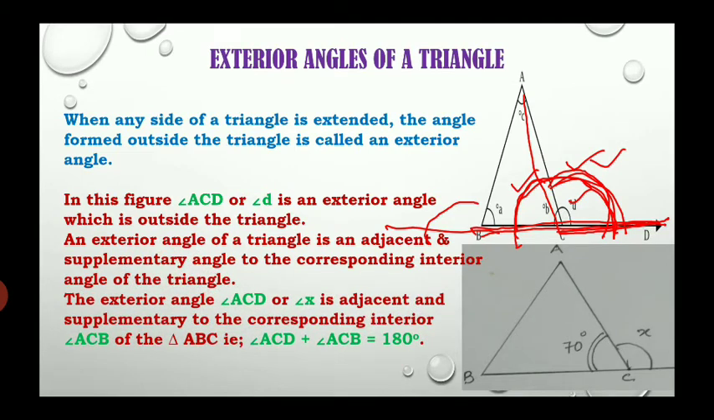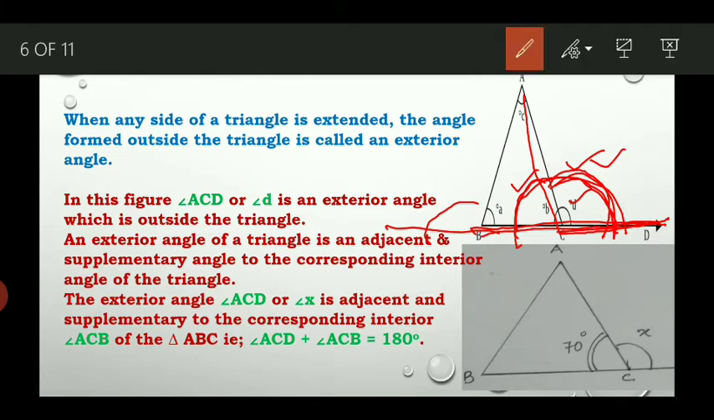Now one example is given, you have to solve it. The exterior angle ACD or X is adjacent and supplementary to the corresponding interior angle. Now if you see this picture, student, this is how much? 70, and this is how much? X. This is the exterior angle and this is the interior angle. So just now I told you the straight line angles are always 180. Both are lying side by side, they are called adjacent angles. So adjacent angles are always 180 degrees.